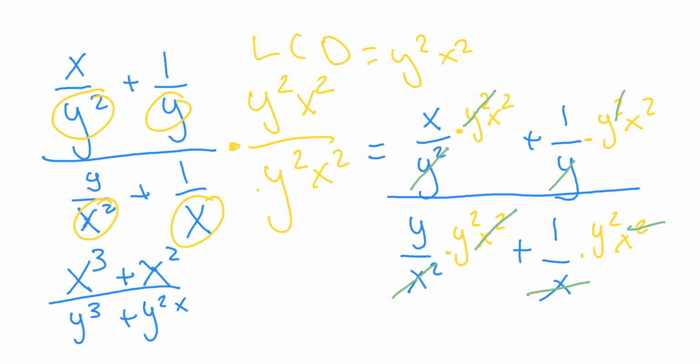Oh, it looks like I'm missing a little piece. This y is still there. Okay, so we've got x to the 3rd plus x squared y over y to the 3rd plus y squared x. We've totally dealt with our complex fraction. Let's make sure we deal with simplifying.